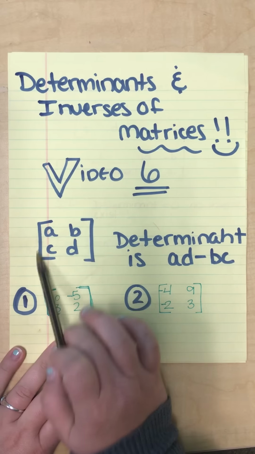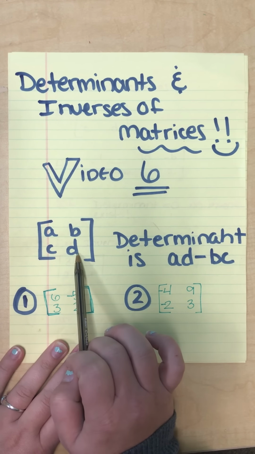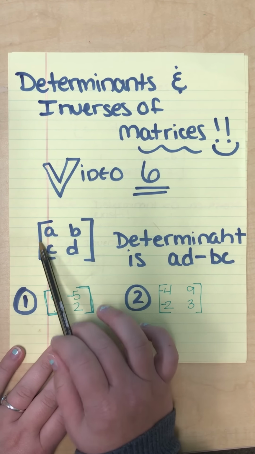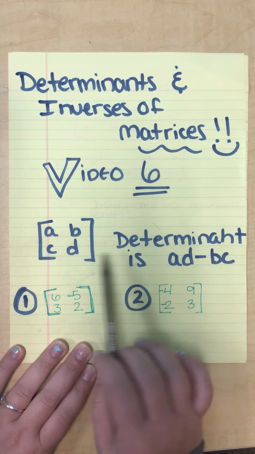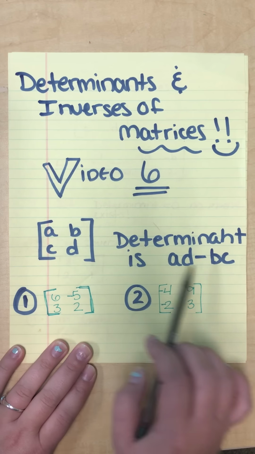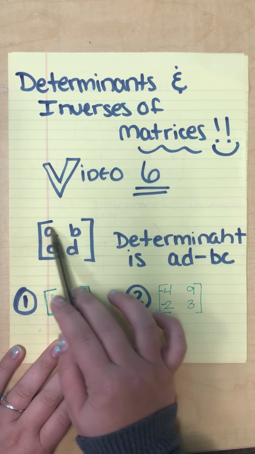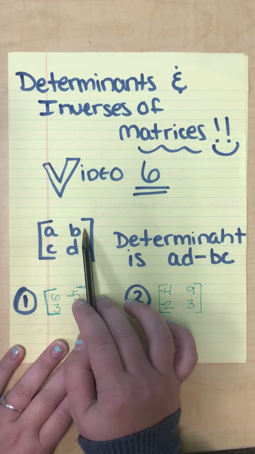A determinant of a matrix. Okay, so let's say we have a matrix A, B, C, D. We're only going to talk about determinants of a 2 by 2. I will show you how to do a 3 by 3 actually in class. So the determinant of a 2 by 2 matrix, 2 rows, 2 columns, is we're going to take A times D, so these two values, and we're going to subtract C times B.